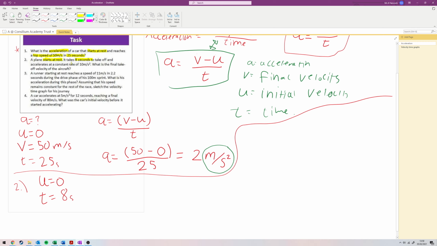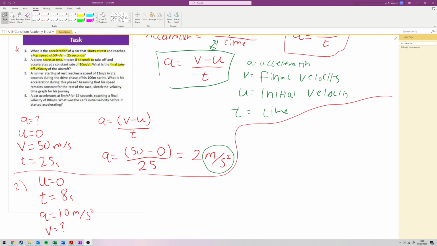It accelerates, oh, they've given me the acceleration here. It accelerates at a constant rate of 10 meters per second squared. So I know that A equals 10 meters per second squared. What is the final takeoff velocity of the aircraft? So they're saying I need to calculate V equals something. Now, this one's a little bit more difficult because I need to rearrange this equation.